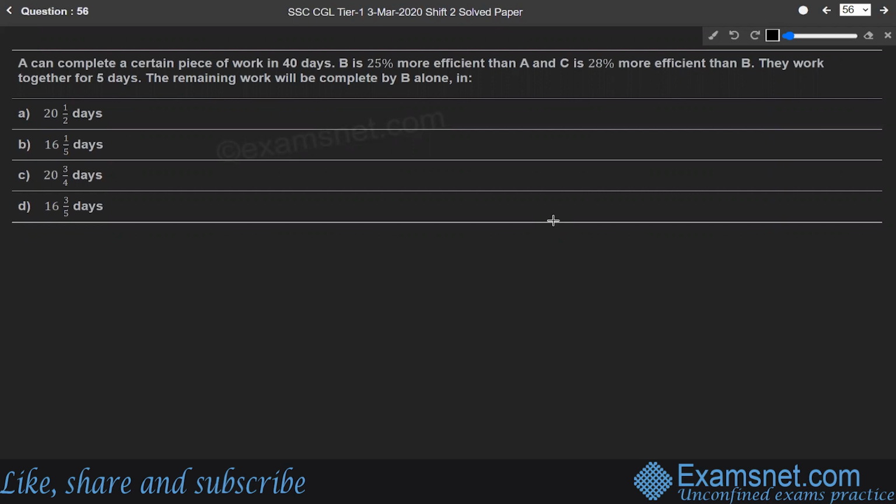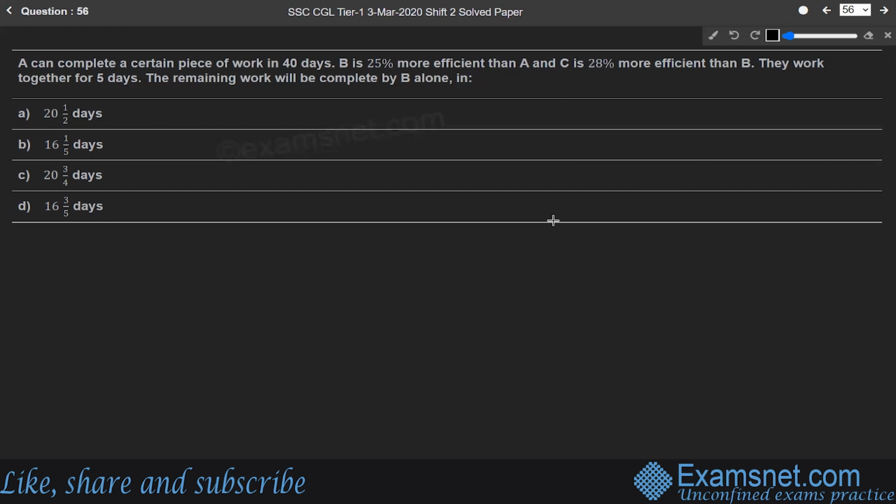B is 25% more efficient than A and C is 28% more efficient than B. They work together for 5 days. The remaining work will be completed by B alone in how many days? We have to find that. Okay. This is a very interesting question. This is a question that comes from work and time.